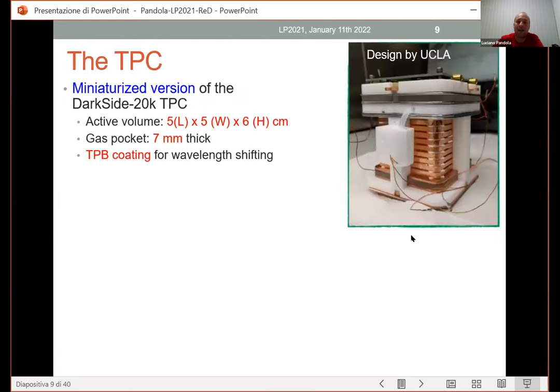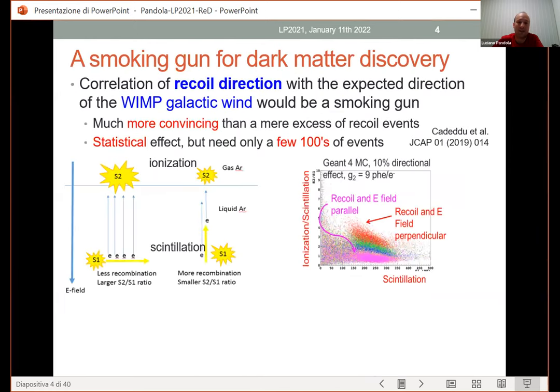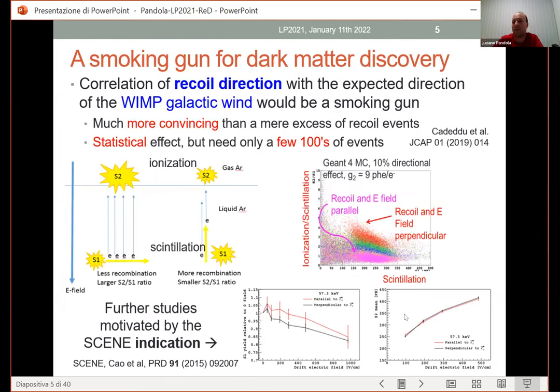Well, if you look at SCENE, there is something strange in it. Basically you see the effect on S1, and you should see the opposite effect on S2, because the directionality signal will be an anti-correlation. So seeing an effect on S1 means that you should see something on S2, which they didn't. So what we did was to repeat SCENE, but by greatly improving G1 and G2, the gains of the system. G1 is a factor of 2 better, and G2 is a factor of 8 better than SCENE, in order to be sure that if this effect is real, we will never miss the counterpart on S2. And the performance of our detector was more than sufficient to disentangle an effect of this order of magnitude.